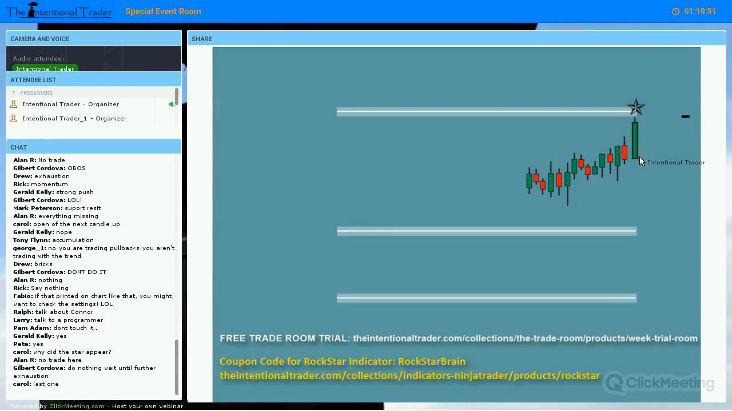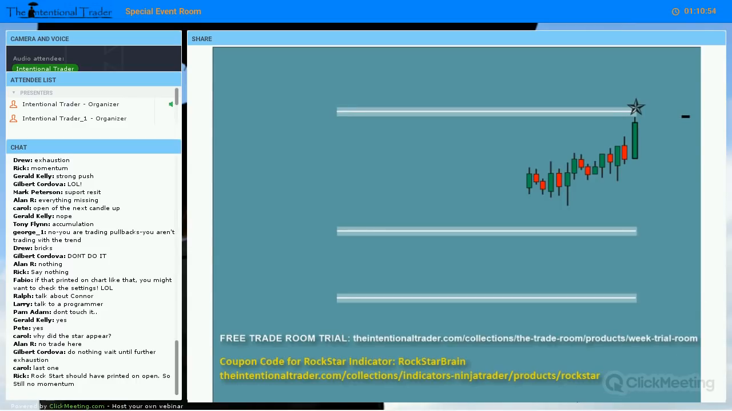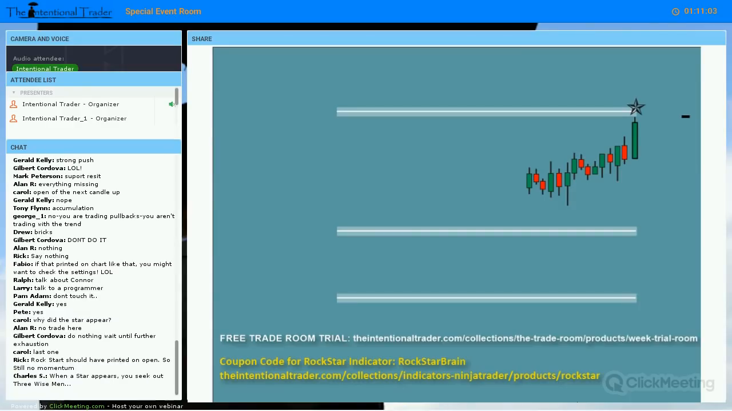The star appeared because there was a confluence of events. On the prior bar, we had an overbought condition. On the prior bar, we had a speed tick. And on the open of the current bar, we had a condition called divergence. Those three things came together all at the same time, and that's what creates a Rockstar.